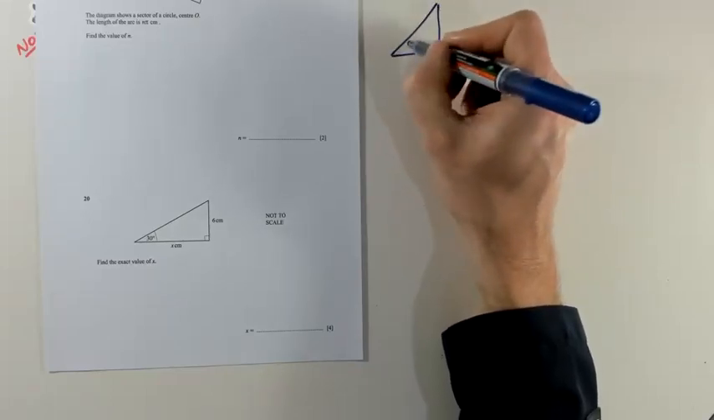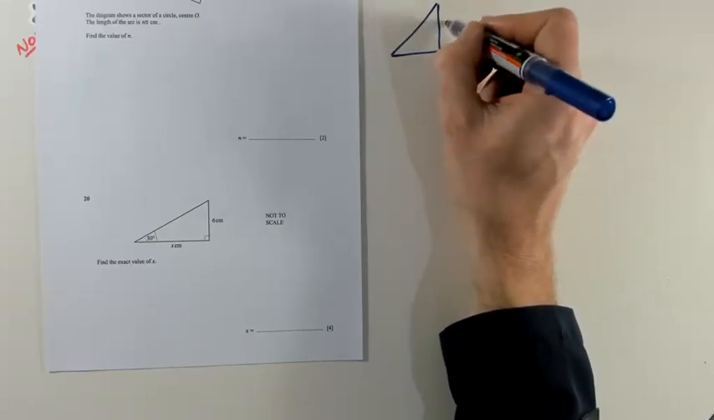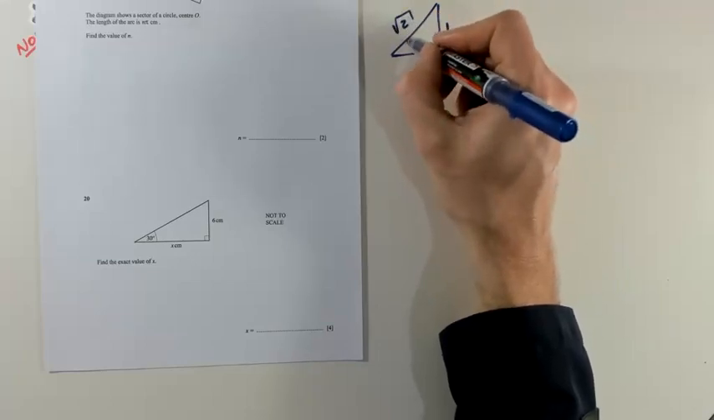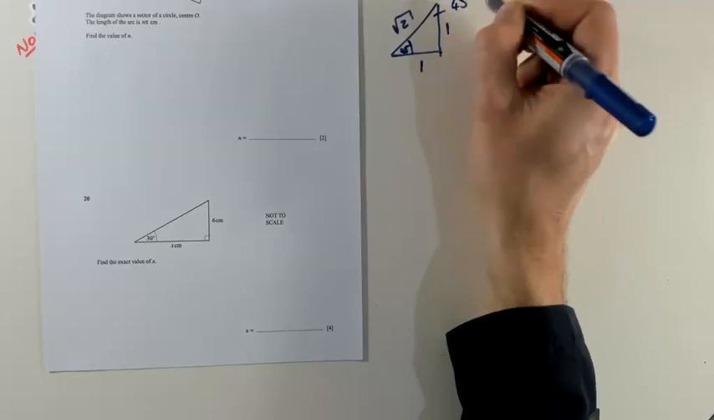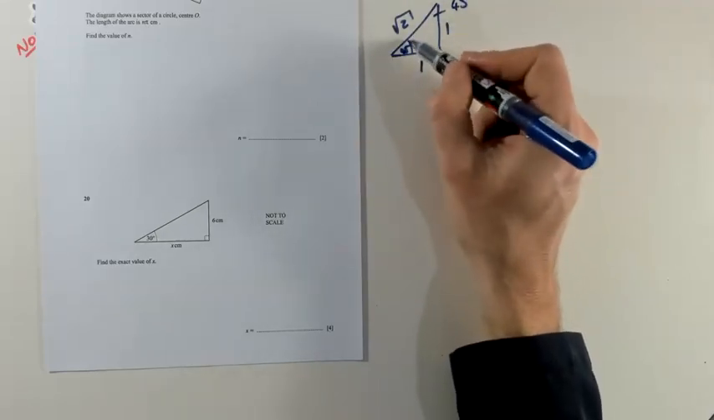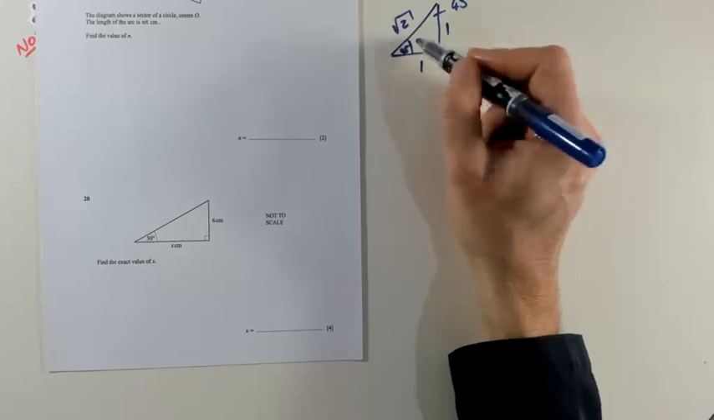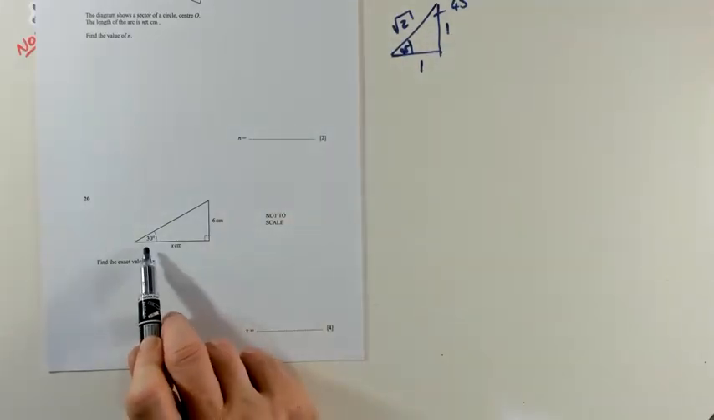So this is the one triangle. If this is 1 and this is 1, this is going to be the square root of 2 if you use Pythagoras. And then I know that's going to be 45, and 45. So using this triangle, I can find out the sine and cosine of 45, etc. So that's one way. This one is 30.